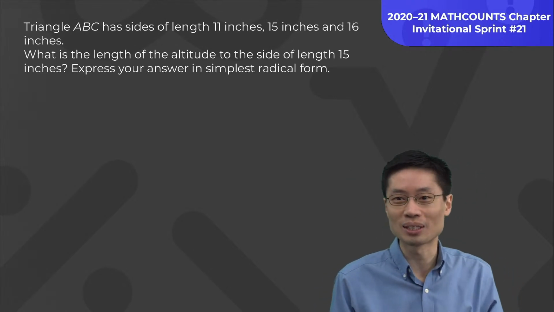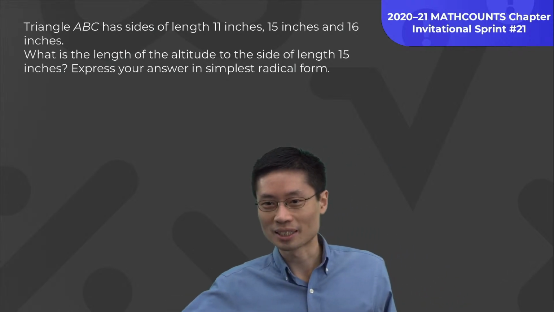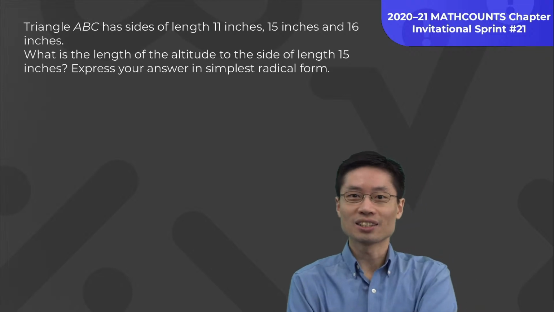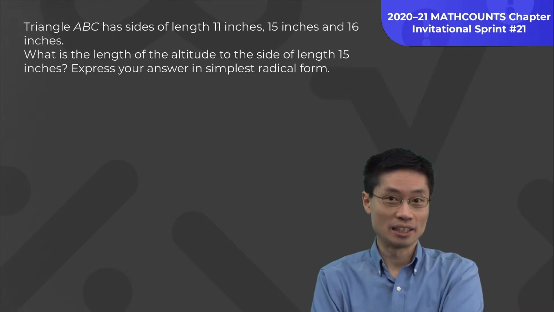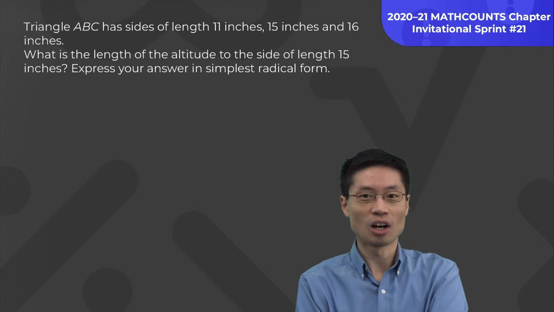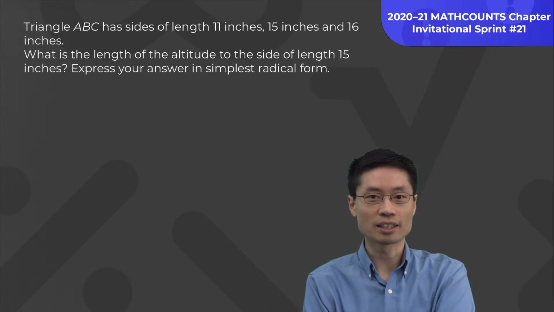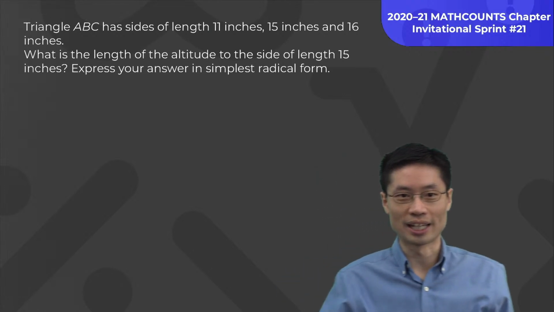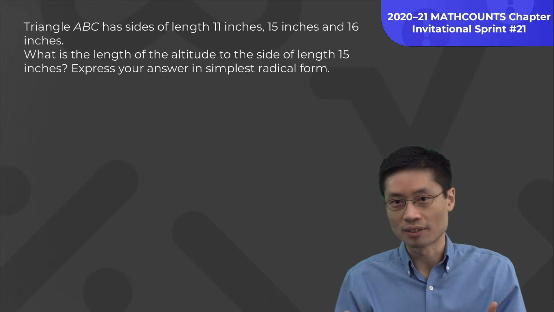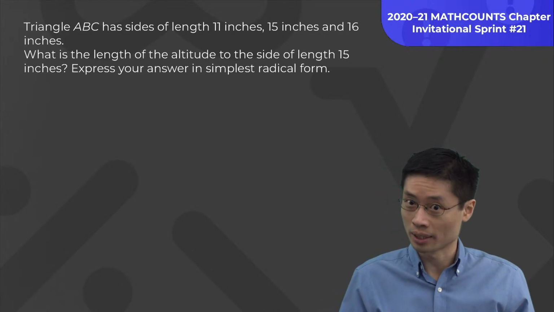The next question for today happens to be question number 21. Let me zoom in so that I can read the screen better. Triangle ABC has sides of length 11 inches, 15 inches, and 16 inches. What is the length of the altitude to the side of length 15 inches? Okay, so let's try to draw this altitude to the side of length 15. That makes me want to make the 15 into a base.